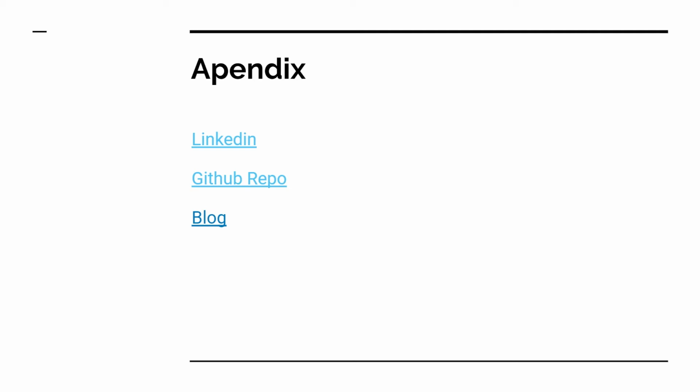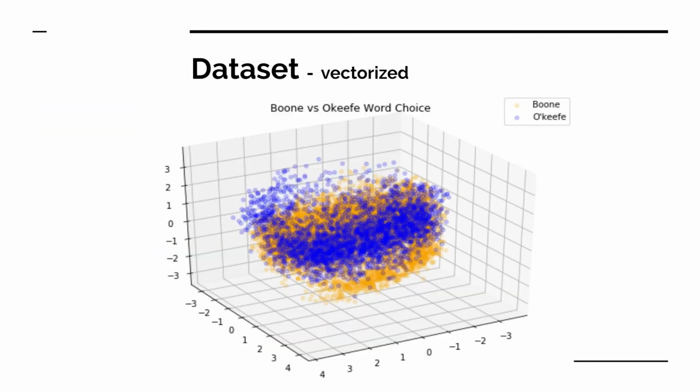Could you go to the vectorized data set, the graph? I think it was the second or third slide. Yes. Who are Boone and O'Keefe? Oh, sorry if I didn't explain that. Those are just two of the tasters. The data set labeled each of the tasters, and in here I'm just looking to see how their word choice was different. If I had more time, I'd like to subset the data and find words that were unique to each taster, just for fun. But I didn't get there yet.